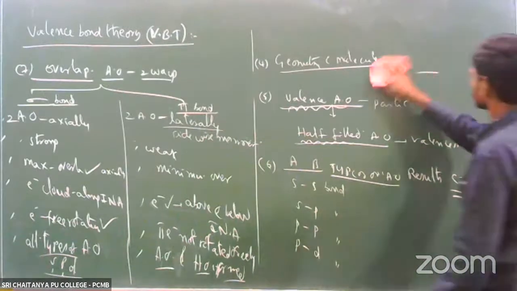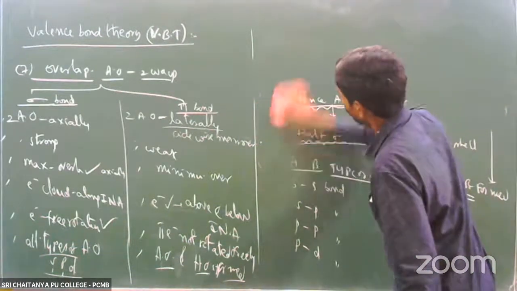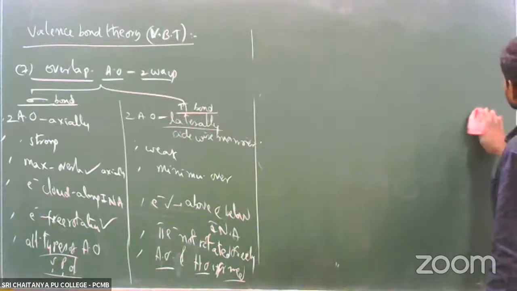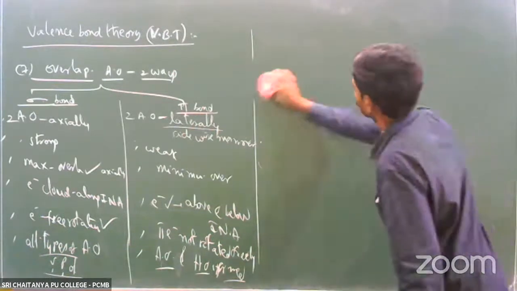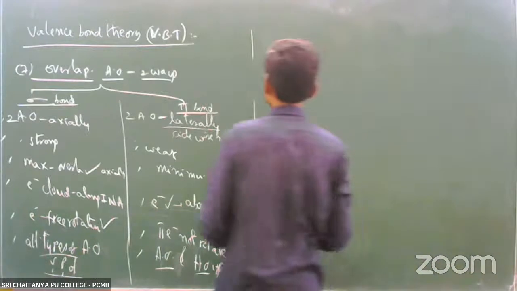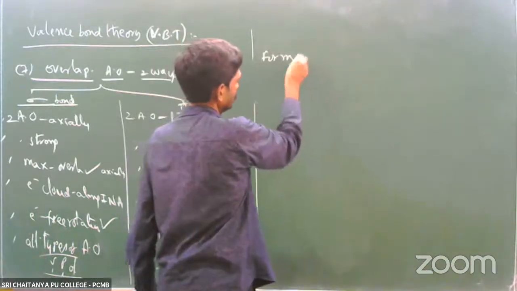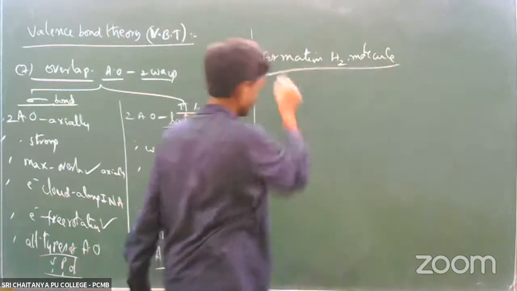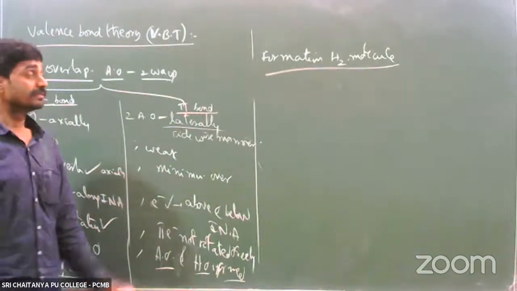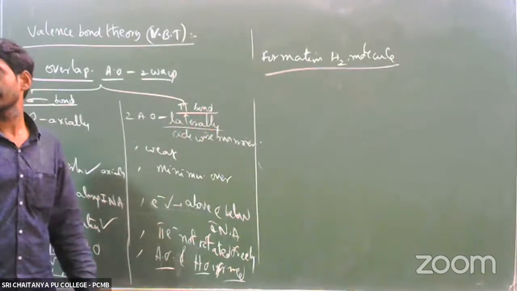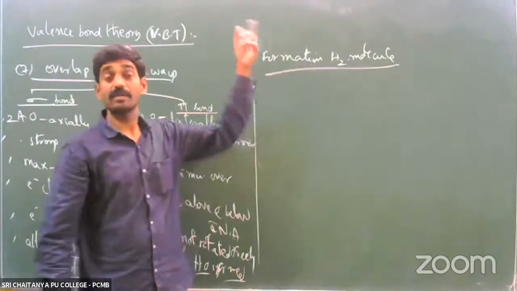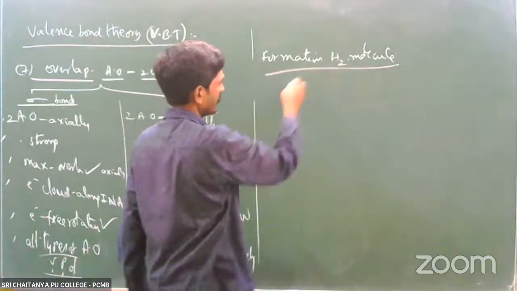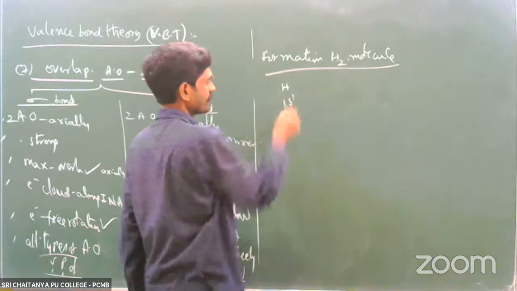For example, if you want to overlap s atomic orbitals, generally in some homoatomic molecules, take for example the formation of H2 molecule. Now these concepts are applied. All these concepts are postulates of valence bond theory. Now by applying these postulates, we are going to discuss the formation of different molecules. So H2 molecule here, hydrogen has a 1s1 atomic orbital.